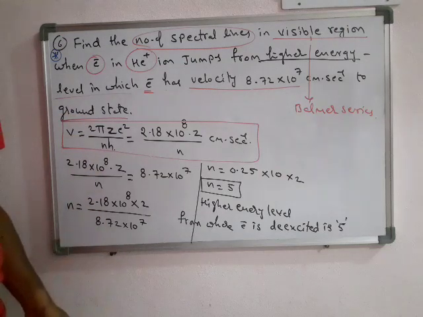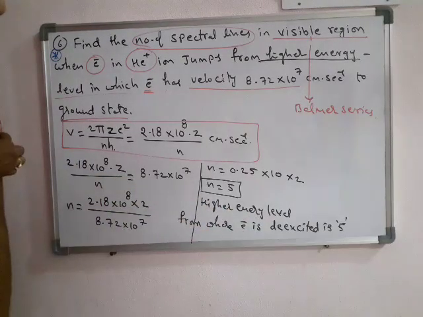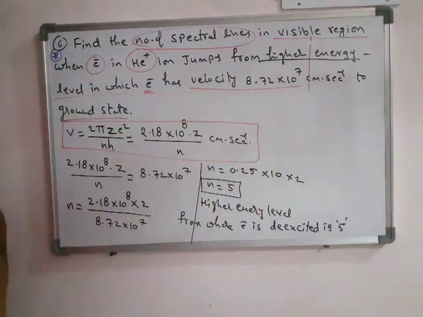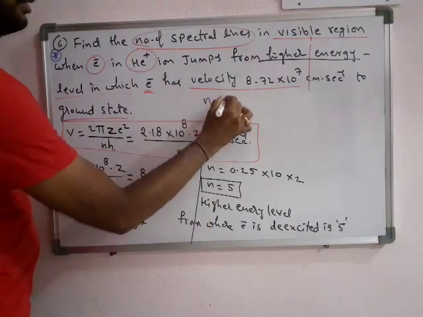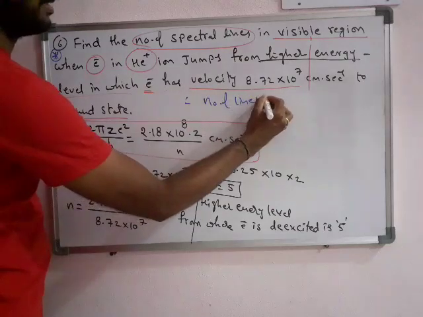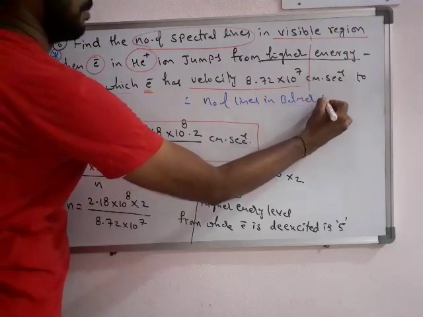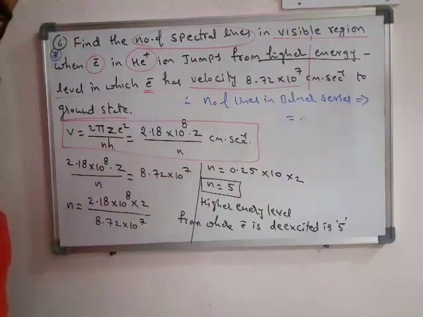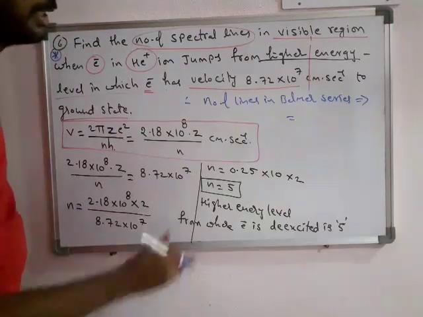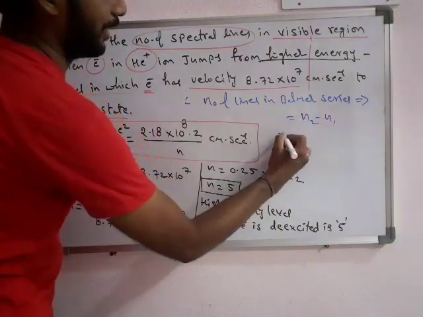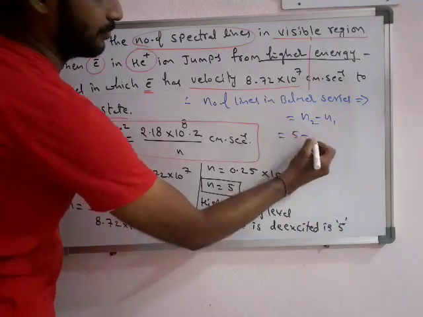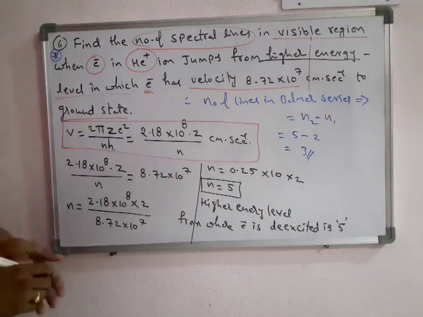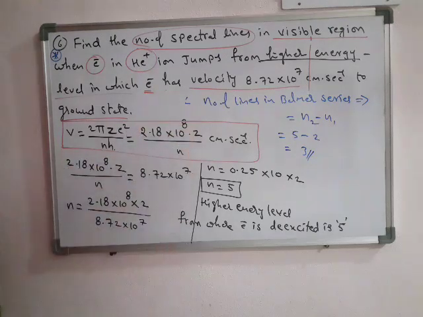So find the number of lines in the Balmer series. If we know the n value, we can find the Balmer series lines. In any particular series, the number of lines, not the total lines, the total lines is a separate formula. So in a single series, the number of lines formula is n2 minus n1. What is the higher level? 5. What is the Balmer series n1 value? That is equal to 2. This means there is a formation of 3 lines in the Balmer series. In the visible region we will get 3 lines.